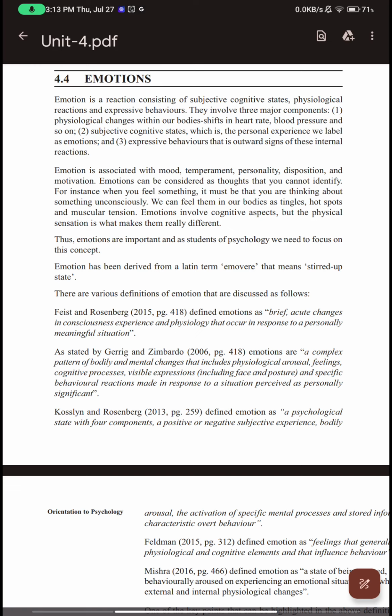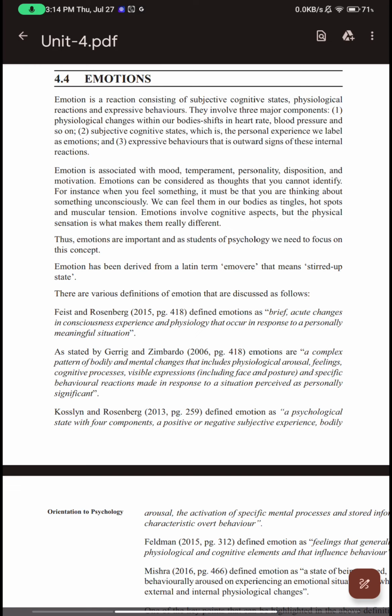If a person is depressed for a long time, the depression is inside his head, so it shouldn't have any impact on his body, right? But over long periods of depression, the person can suffer serious effects on his body, which can even lead to cancer in some rare cases. So you can clearly see this is a mental phenomenon which is having an impact on the physical body as well. Thus, emotions are important, and as students of psychology, we need to focus on this concept.